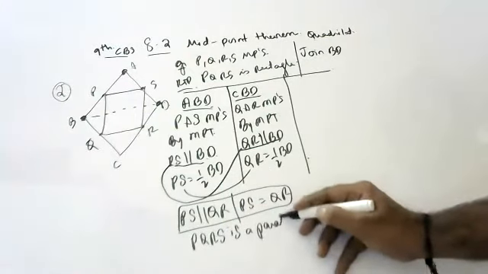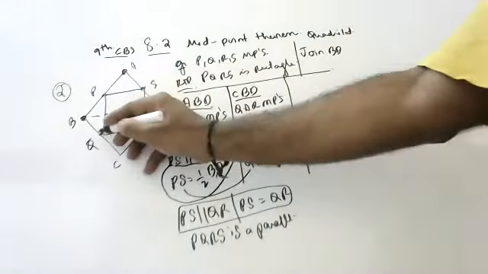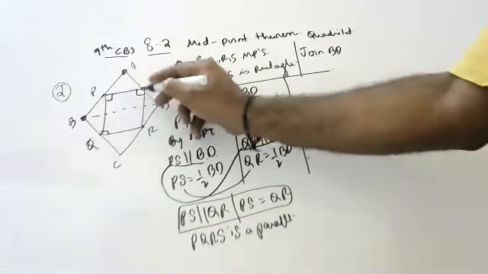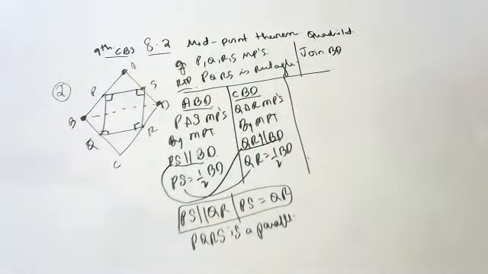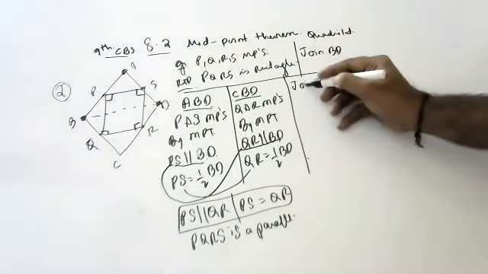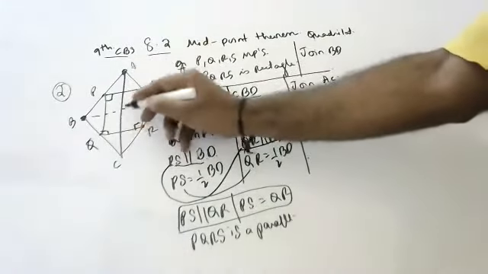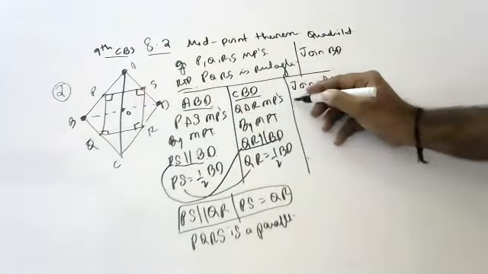PQRS is a parallelogram, but he is asking for a rectangle. So for a rectangle, you have to prove the angle is 90 degrees. If you want to prove it is 90 degrees, how will you do it? Sir, we need to join AC.